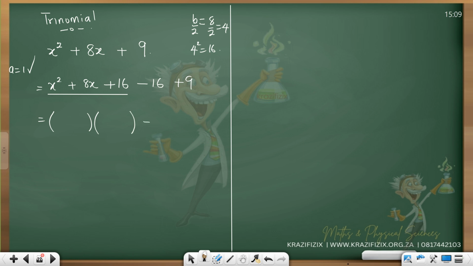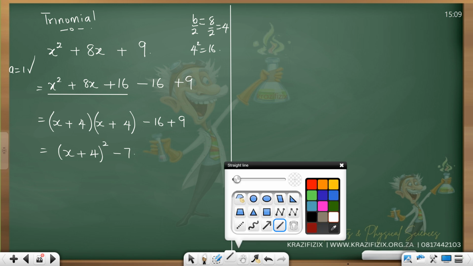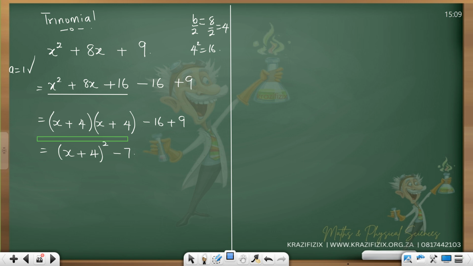Now, what would this give us? Minus 16 plus 9. X. That b over 2 is what I need. 4 times 4 would give me 16, and 4 plus 4 would give me 8. So what do I have? X plus 4 squared. What is negative 16 plus 9? 9 minus 16 is negative 7. And we are done. But I want us to test this.